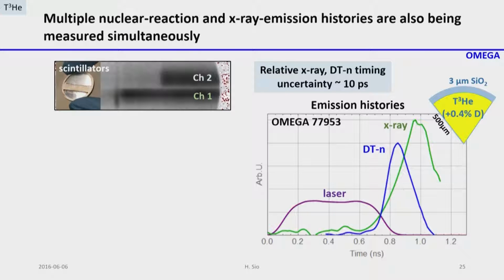So we talked about nuclear reaction history, and we talked about X-ray emission histories. Our ultimate goal for this diagnostic is to really combine all of those measurements and measure them all at once, because why not? This is one particular example where I'm showing the nuclear emission history and the X-ray emission histories on the same data streak. Because everything is done on the same diagnostic, you get very good relative timing between the nuclear and the X-ray information, on the order of 10 picoseconds.